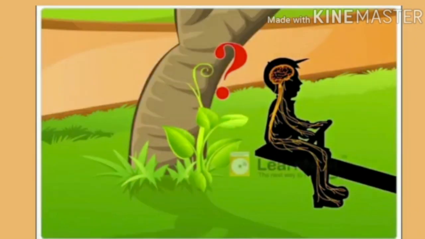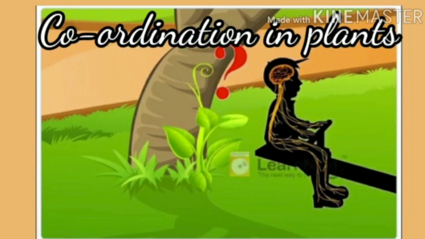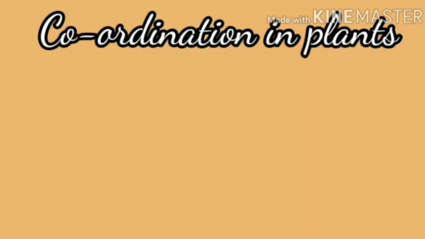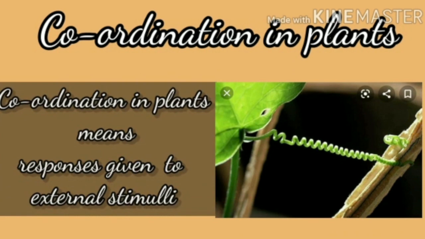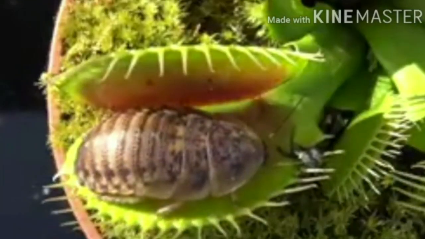But what about in plants? Plants do not have a special nervous system and muscular system. So how are the movements coordinated in plants? So students, in this lesson we will study coordination in plants. Responses given to stimuli.